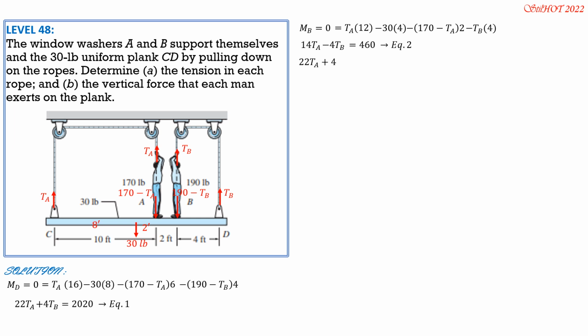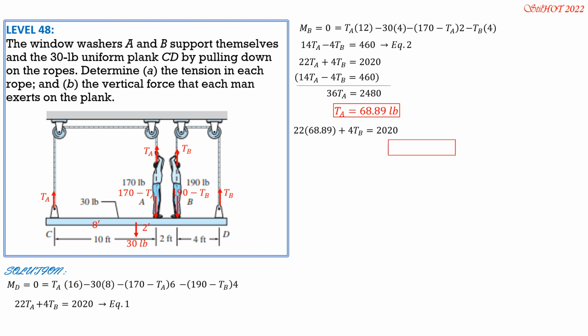So adding equations 1 and 2, we have 36 T_A equals 2,480. So T_A can now be computed. It is equal to 68.89 pounds. And substituting in equation 1, 22 times 68.89 plus 4 T_B equals 2020. So T_B can now be computed. It is equal to 126.1 pounds.